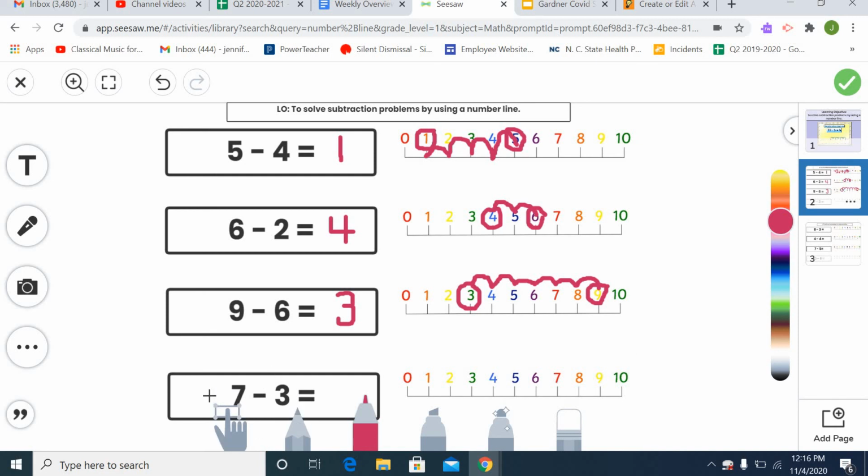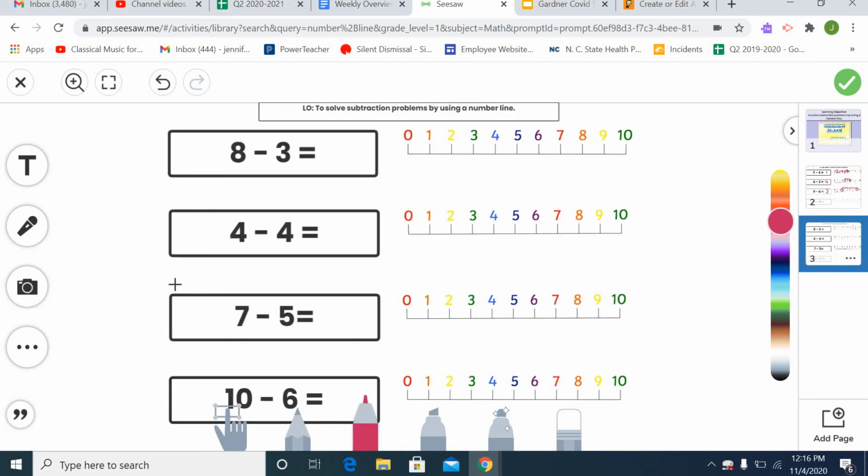Okay, you all have a few problems to do on your own. I want you to finish this last one on your own, 7 take away 3. And then you have a second slide of equations I would like for you to solve using your number line. And I know you guys got this because you are amazing. All right, have fun.